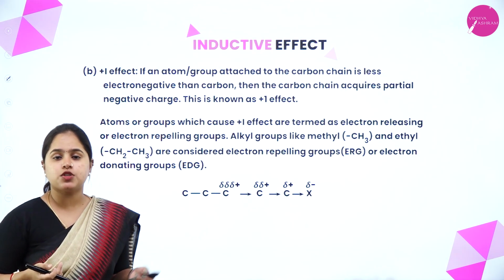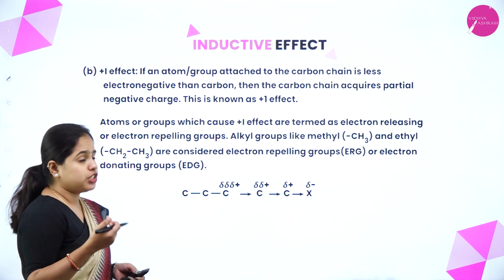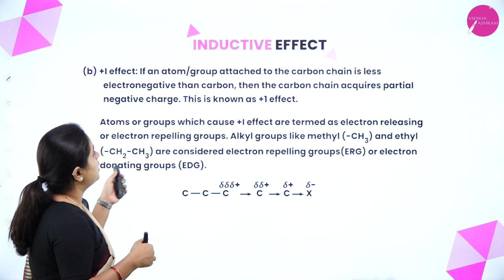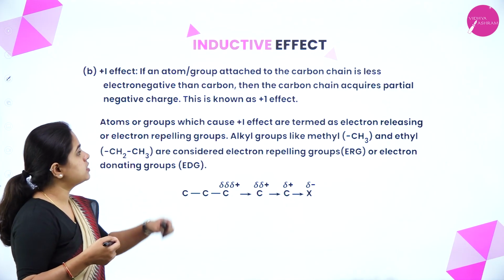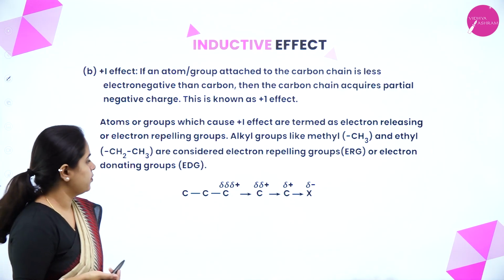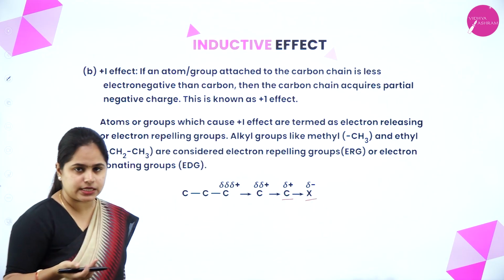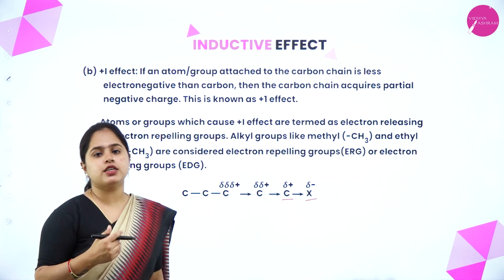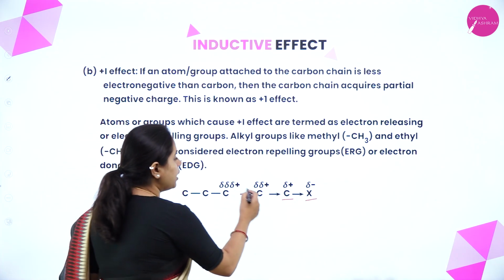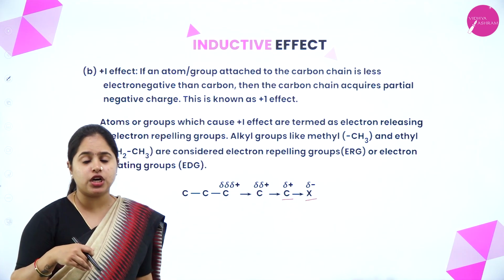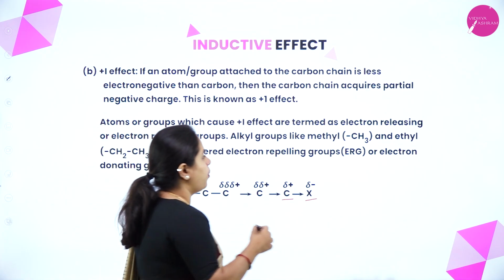Now let's move on to the next one, that is plus I effect. If an atom or group attached to the carbon chain is less electronegative than carbon, then the carbon chain acquires a partial negative charge. This is known as plus I effect. So as you can see, if there is a carbon and then there is another atom which is less electronegative than carbon, then in such cases the carbon will attain a partial negative charge and the other atom which is present will attain a partial positive charge.